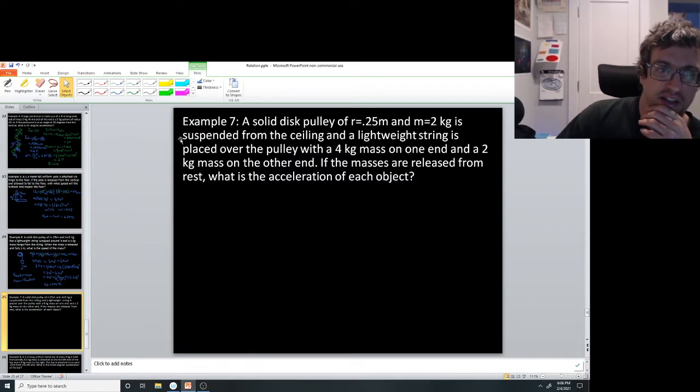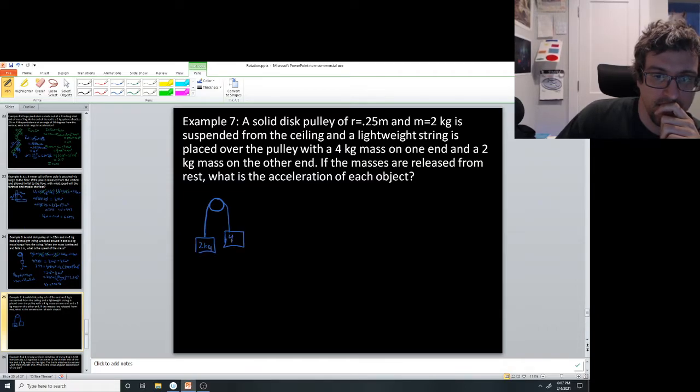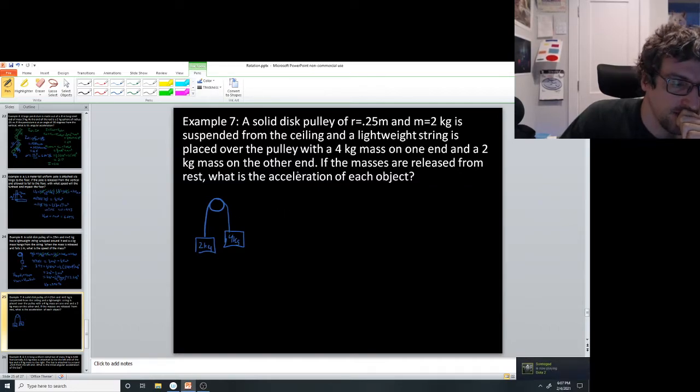Same pulley, which is nice. Got a pulley, but now I've got a rope hanging off both ends. I've got a mass and a mass. I'm going to make those masses bigger so I can draw a little bit in there. This is 2 kilograms, and up here we've got a 4 kilogram. This is a connected objects problem.